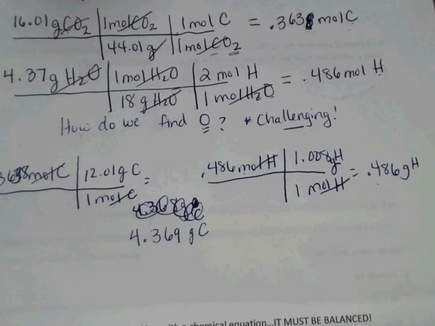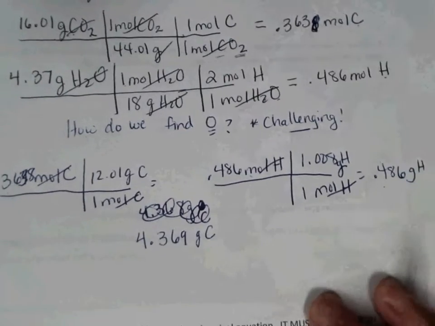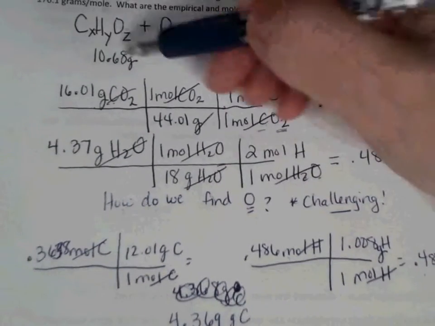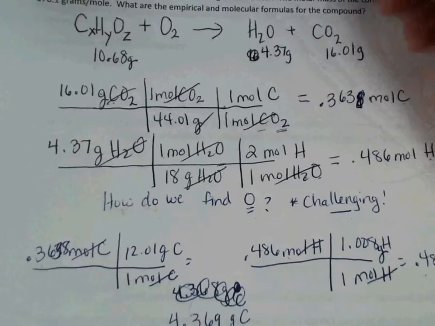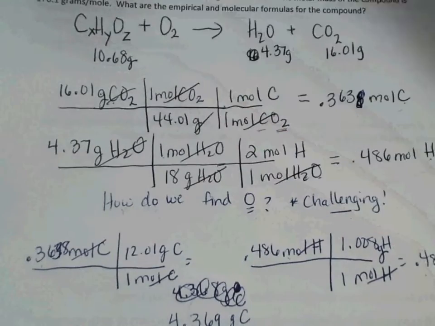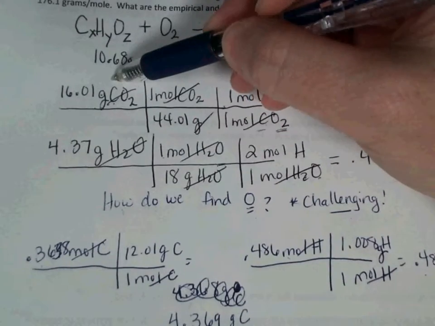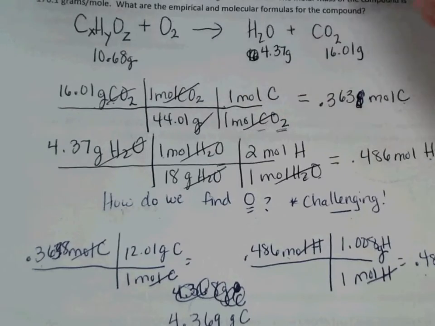Okay. Now I've got grams of carbon and grams of hydrogen. And don't I know, look up in the problem, it tells me how many grams of that unknown carbon compound I've got, doesn't it? It's in the problem. It says I've got 10.68 grams of that. So that's my total, right?